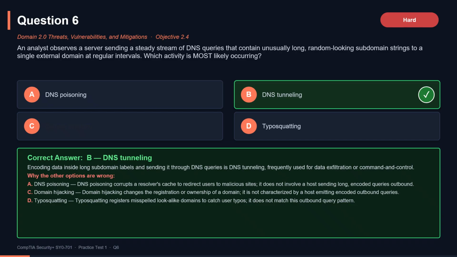Now, why the other options are wrong? DNS poisoning is incorrect. DNS poisoning corrupts a resolver's cache to redirect users to malicious sites. It does not involve a host sending long, encoded queries outbound. Domain hijacking is incorrect. Domain hijacking changes the registration or ownership of a domain. It is not characterized by a host emitting encoded outbound queries. Typo squatting is incorrect. Typo squatting registers misspelled lookalike domains to catch user typos. It does not match this outbound query pattern.